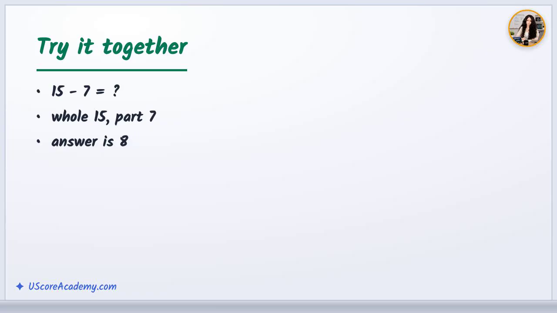The whole is 15 and one part is 7. What is the missing part? It is 8. So 15 take away 7 is 8.